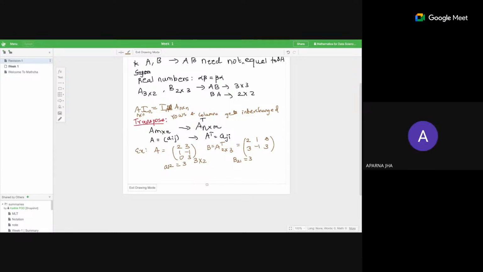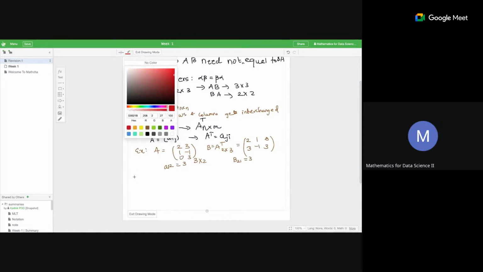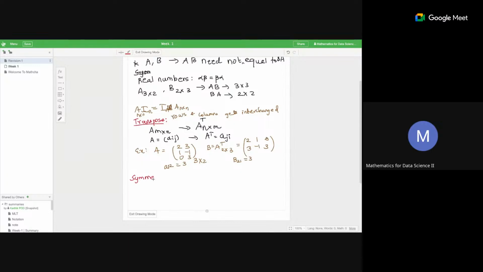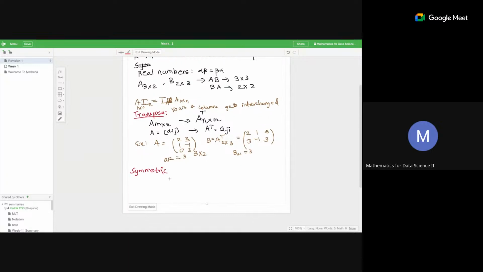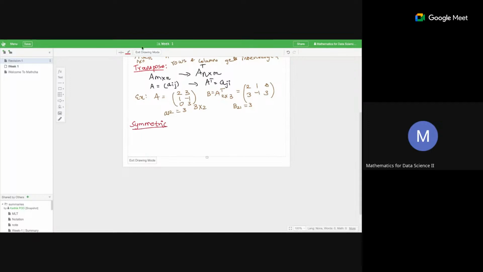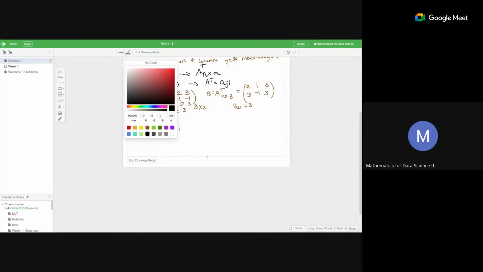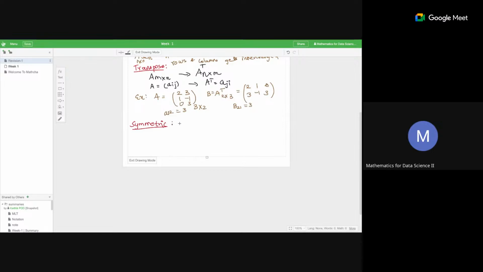Okay. So now we will see what are symmetric matrices. For symmetric matrices, we need this definition of transpose. What are symmetric matrices? For a symmetric matrix, we are talking only about square matrices. You take an n by n matrix. You say that this is symmetric if A transpose is equal to A. This matrix A is symmetric if A transpose is equal to A.